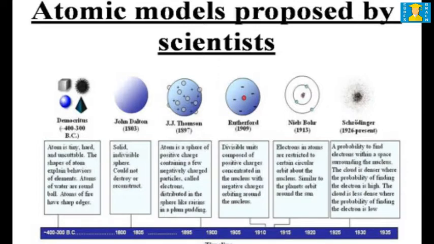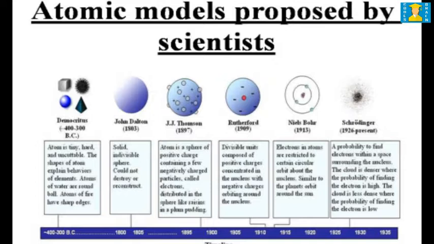Now we know that atomic models proposed by scientists. Now let us see some scientists and their discoveries. First scientist is Democritus. Now listen to his findings. He found out atom is tiny, hard and uncuttable. The shapes of atom explain behaviors of elements. Atoms of water are round balls. Atoms of fire have sharp edges.